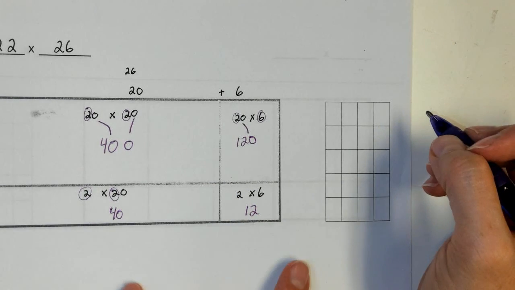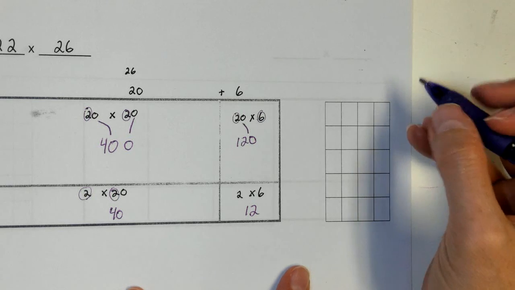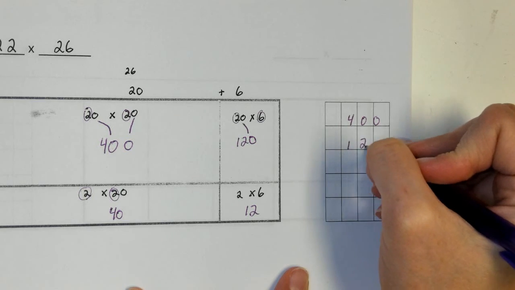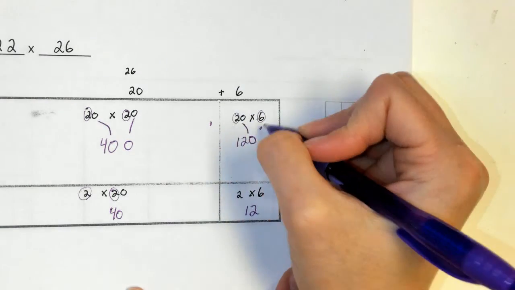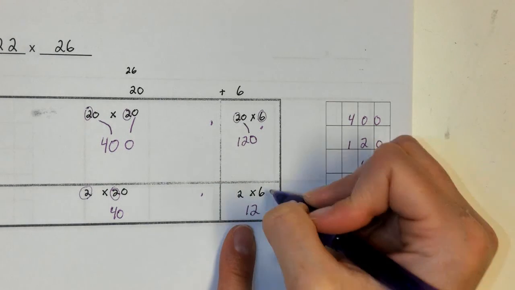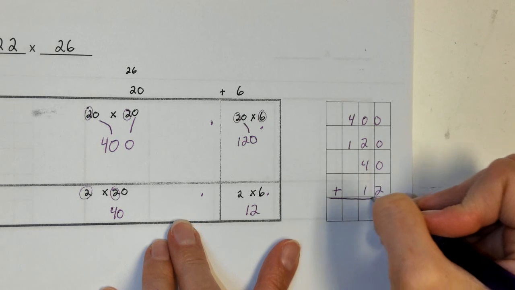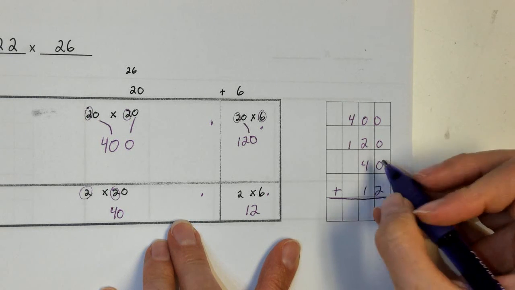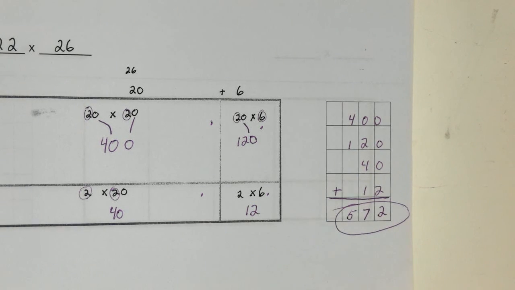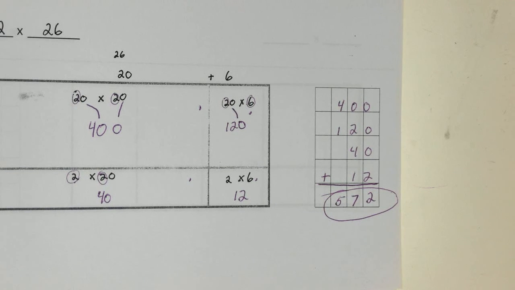Now we've got to add the products. So I have 400 plus 120 plus 40 plus 12. All right, the answer is 572. That's the answer you got? Good. All right.